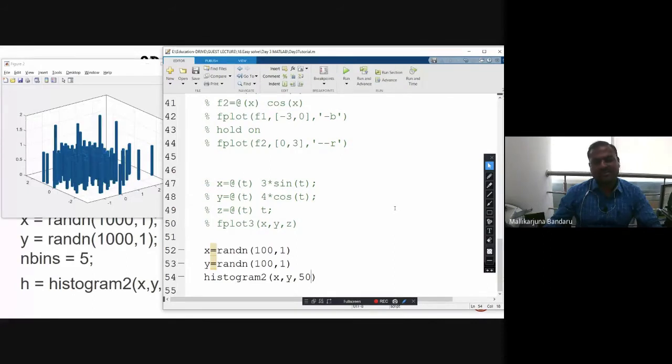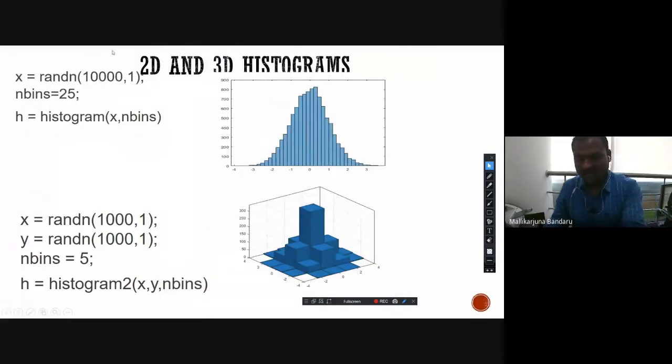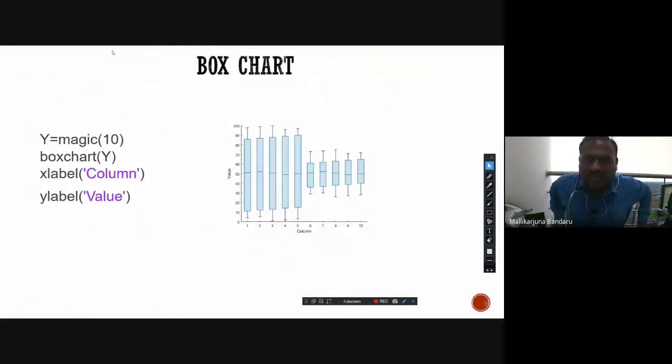This is how you can change it, and the format is the same: x label, y label, and z label. How do you assign the x label, y label, and z label? How do you give the title? The syntaxes are the same. The same syntaxes you can use for all the histograms, log graphs, and the general plots also. Okay, so this is how you draw the next, the box chart.